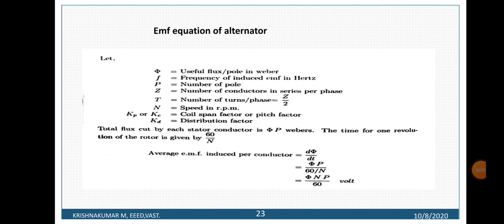EMF equation of an alternator. Phi is equal to useful flux per pole in Weber. F is equal to frequency of induced EMF in Hertz.